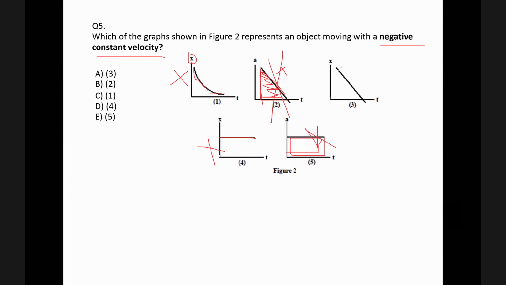Let's look at this one. The slope is negative, so the velocity is negative. And is it constant? Yes, it is constant. Why? Because it is a straight line, and the slope of the straight line is negative. So answer 3, figure 3 is the correct answer.